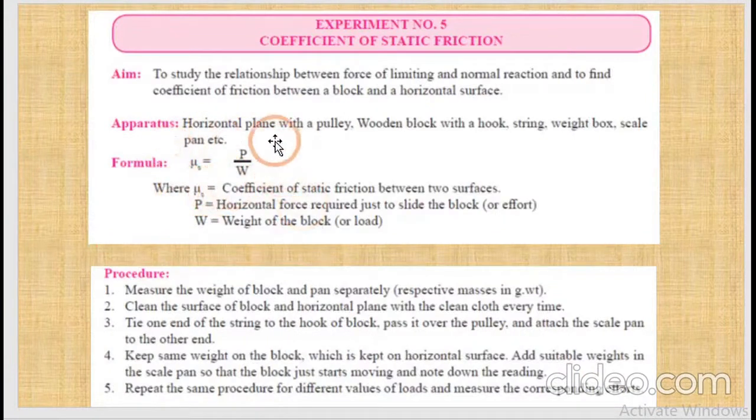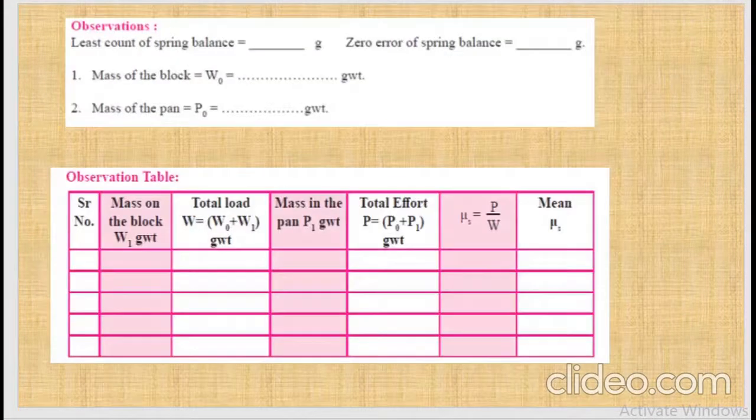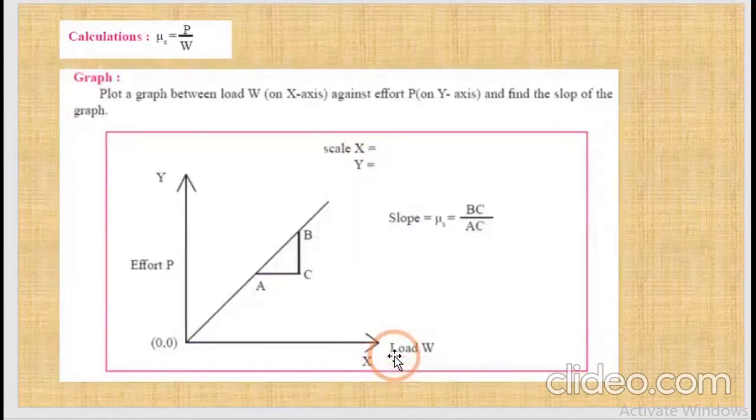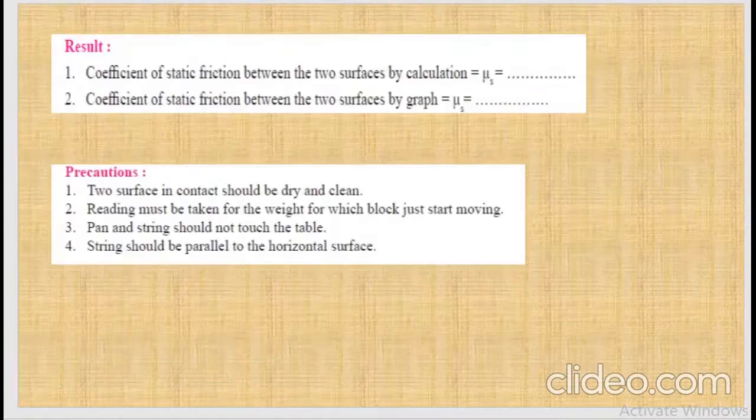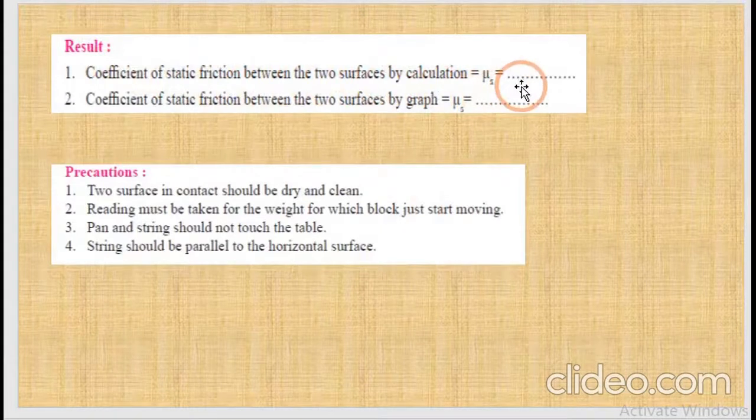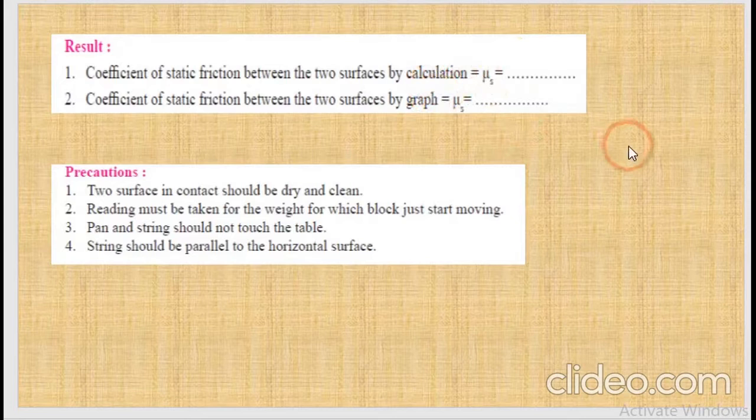As we know, we have the formula mu is equal to P by W. So we have to find out P by W and then find its mean. In this way, our calculation is mu is equal to P by W. We are going to find out static friction. We have to plot a graph of load against effort. That is, we are going to find the slope of P by W. And at last, as a result, we are going to find the coefficient of static friction between two surfaces by calculating the value of mu by calculation as well as by graph.